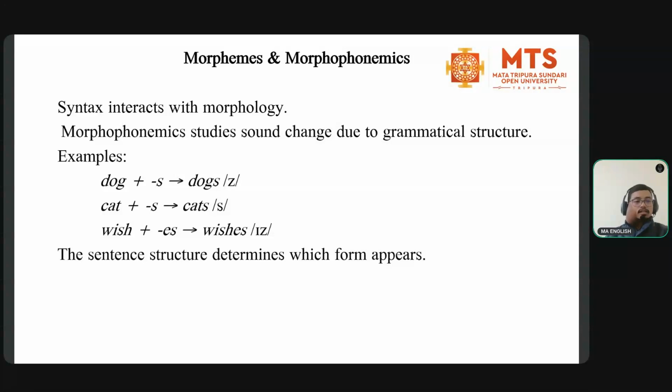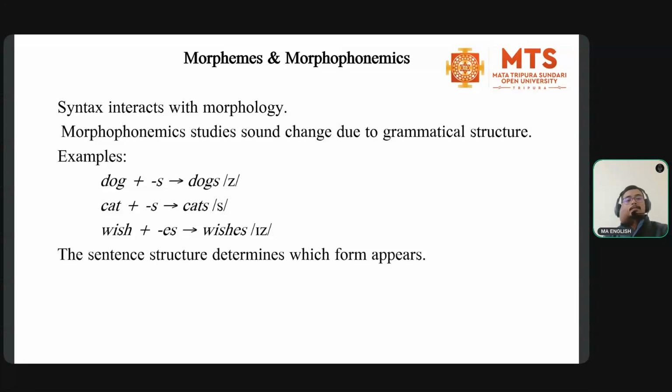So this is where syntax plays a role. Syntax decides the number, tense, or agreement, and morphophonemics decides how that grammatical information is realized in sound. So unit 12 shows us that grammar affects pronunciation. This understanding is very useful for linguistics students or learners of language, especially when analyzing actual spoken English.